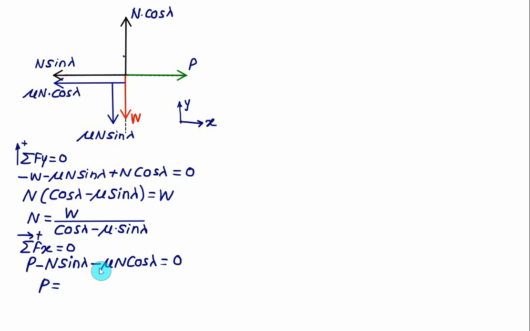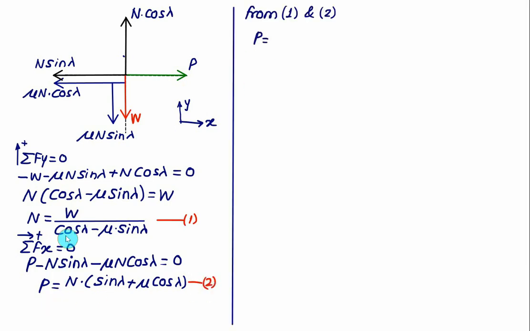This time both these terms will shift to the right and n can be taken common. So we have n into sin of lambda plus mu into cos of lambda. So from equation number 1, we can substitute for n in the equation number 2 and we can find out the expression for p. So we get p, n is replaced as w divided by cos lambda minus mu sin lambda, and is multiplied by sin lambda plus mu cos lambda. So we have w into sin lambda plus mu times cos lambda divided by cos lambda minus mu sin lambda.